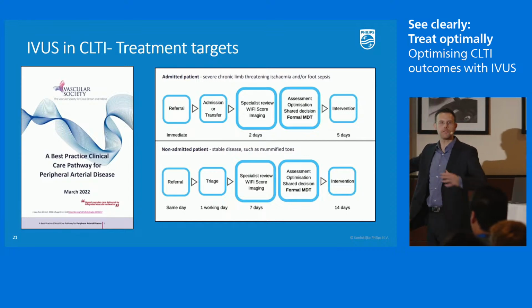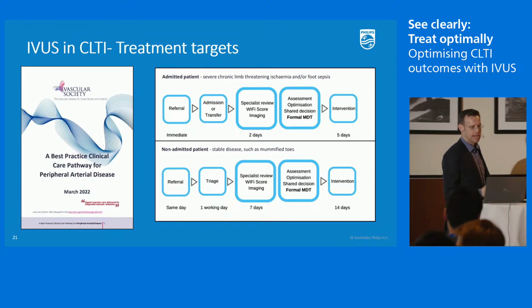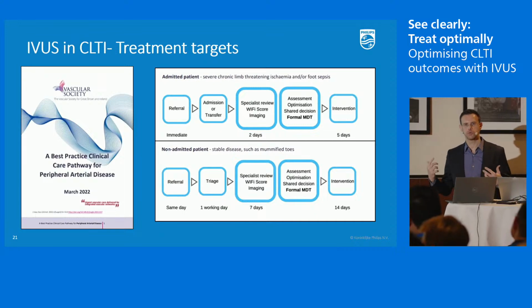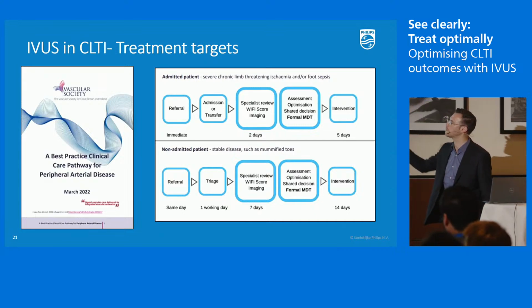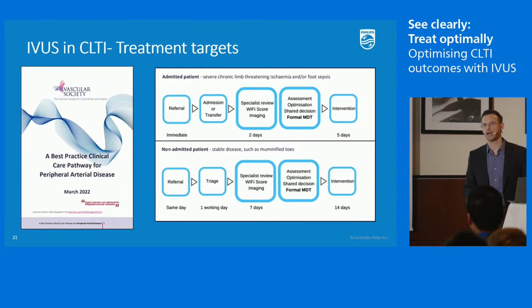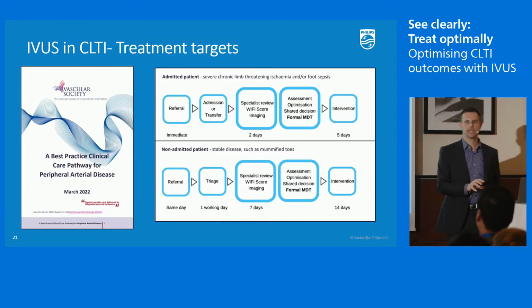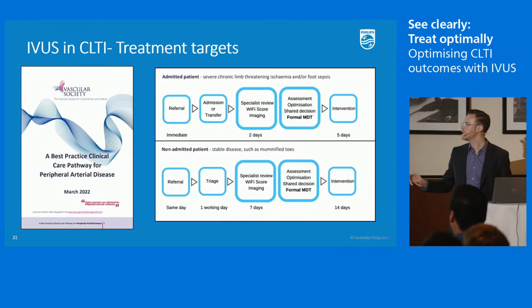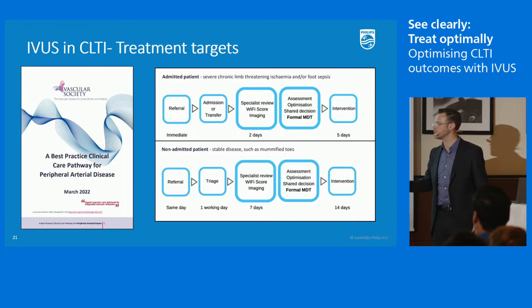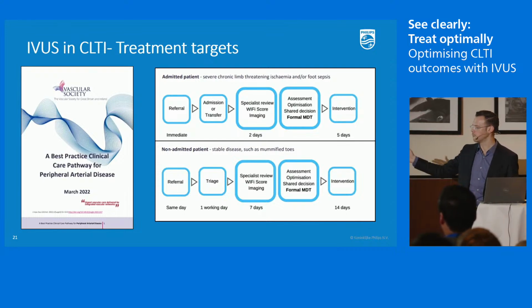In the UK, for those of you outside the UK, we finally have a national service framework. That is something with which we aspire to improve our service for peripheral artery disease, but specifically CLTI. And these are centered around targets that are, for inpatients, 5 days from diagnosis to definitive treatment, and in an outpatient situation, 14 days from referral to treatment.